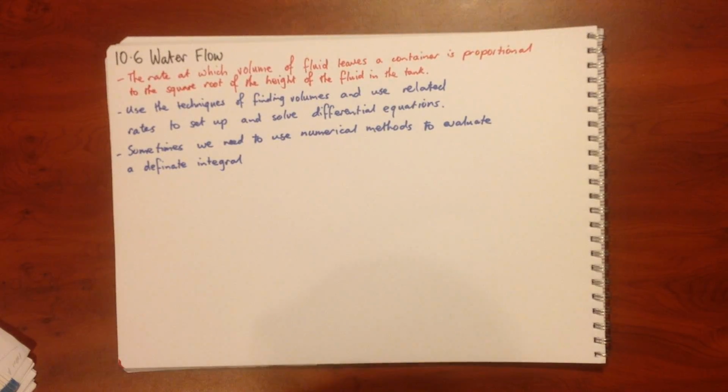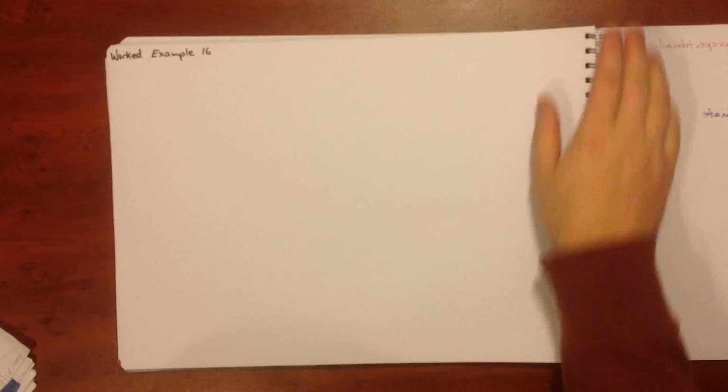To answer questions about water flow, we need to use the techniques of finding volumes and use related rates to set up and solve differential equations. Sometimes we need to use numerical methods to evaluate a definite integral. So we've got a couple of worked examples to have a look at. The first one is worked example 16.